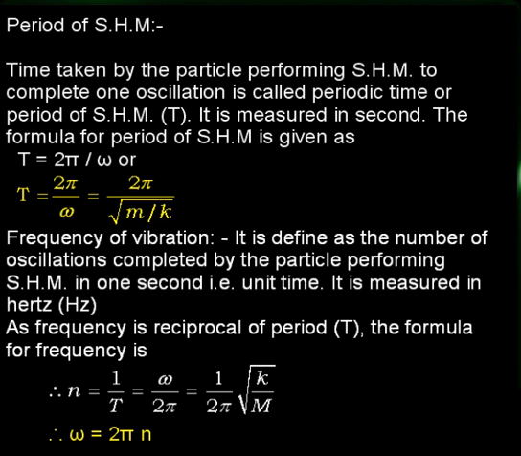Frequency of vibration is defined as the number of oscillations completed by the particle performing SHM in 1 second, that is unit time. It is measured in hertz. As frequency is reciprocal of period T, the formula for frequency is omega upon 2 pi, or it is 1 upon 2 pi under root k upon m.